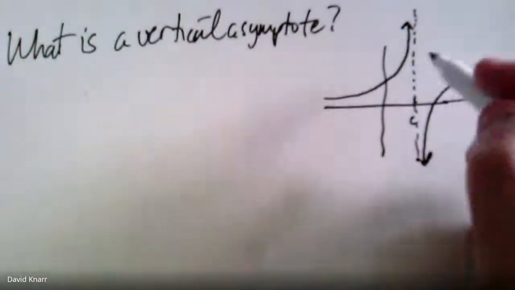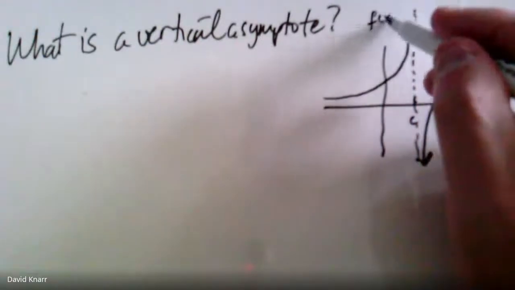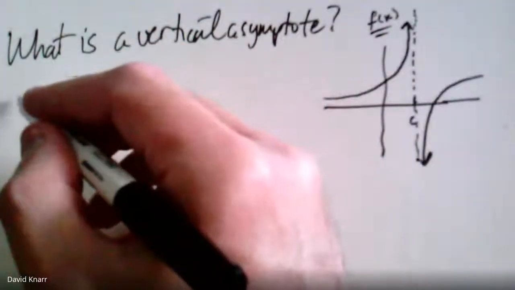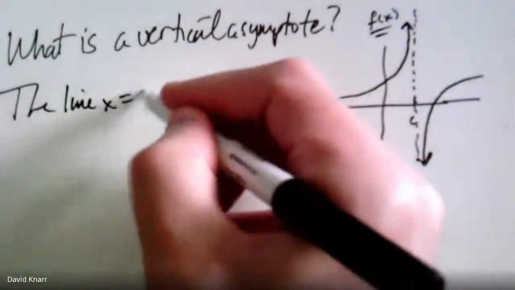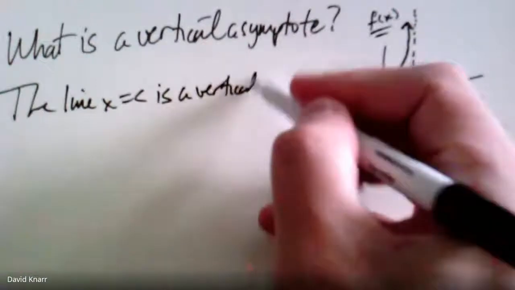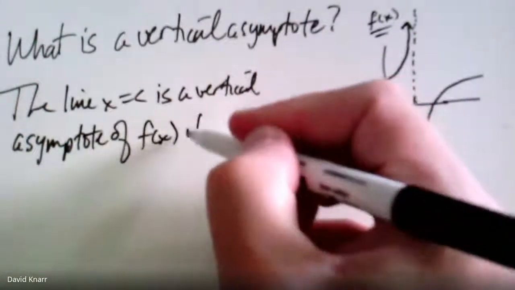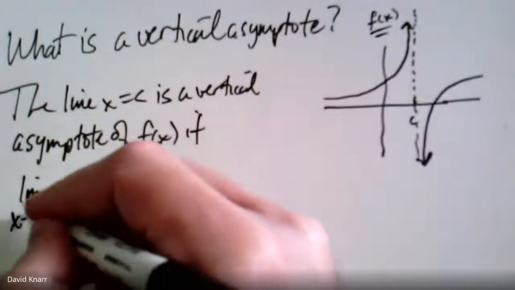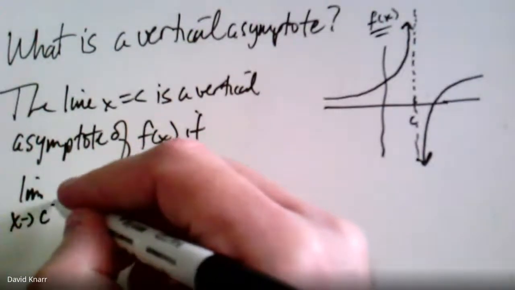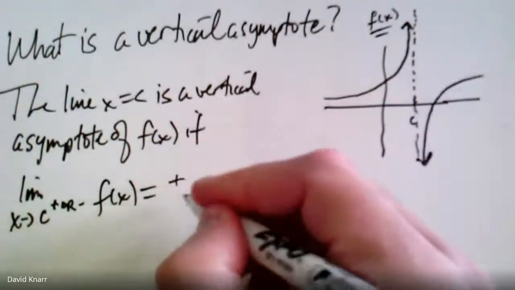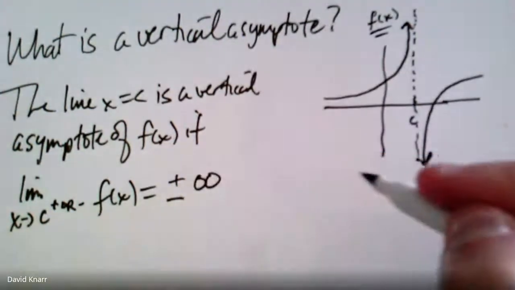But if you notice, this vertical asymptote, if we talk about this as being our function f of x, it actually leads us to a definition of a vertical asymptote that you've never really seen or talked about. Okay, that definition is as follows: the line x equals c is a vertical asymptote of f of x if the limit as x approaches c from either the right or the left of f of x is equal to positive or negative infinity.